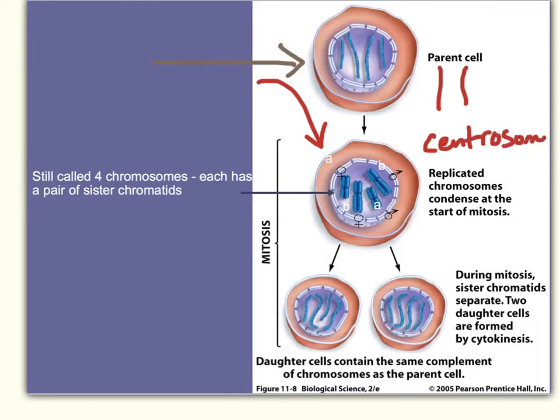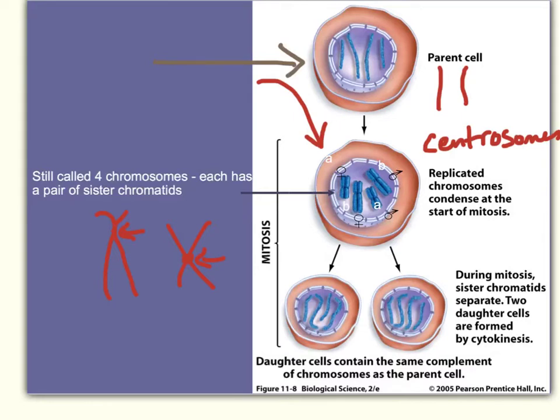And when we draw these chromosomes now, they may look like an X. You can draw them like that, or you can draw them like this. But what it really means is that you have a centrosome at the arrow, and these are sister chromatids. So this is a replicated chromosome.